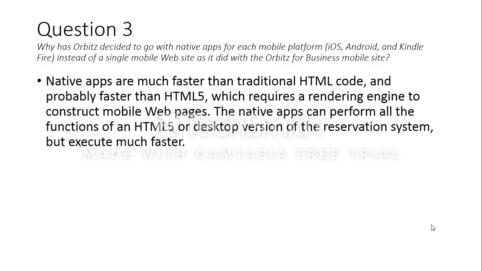The third question is: why has Orbitz decided to go with native apps for each mobile phone instead of a single mobile website as it did with the Orbitz for Business mobile site? Native apps are much faster than traditional HTML code and probably faster than HTML5, which requires a rendering engine to construct mobile web pages. The native app can perform all the functions of the HTML5 or a desktop version of the reservation system, but they execute much faster.